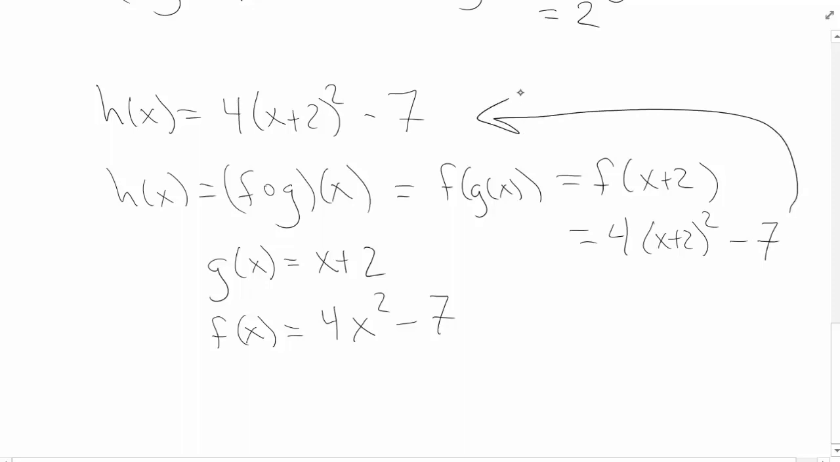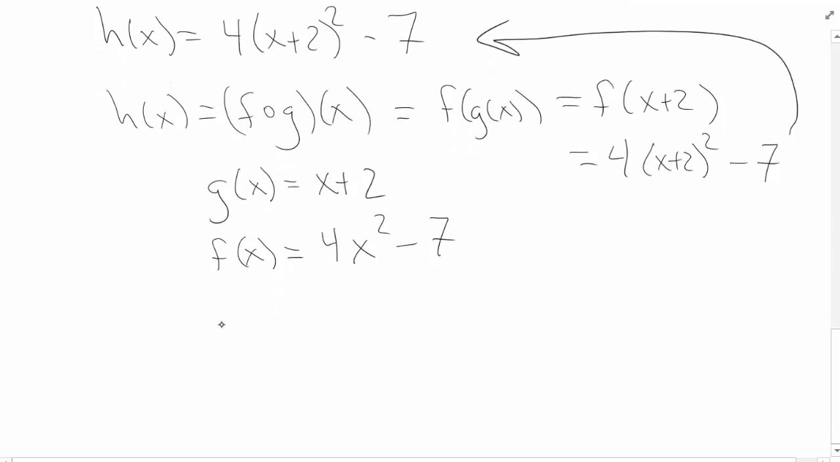You could absolutely do other combinations of functions. There's not one right answer if you're decomposing, but in this case, you could do g of x is x plus 2 quantity squared, which would mean f of x is all you have to do left, which is multiply by 4 and then subtract 7. That would work too. So there's more than one way to do these.